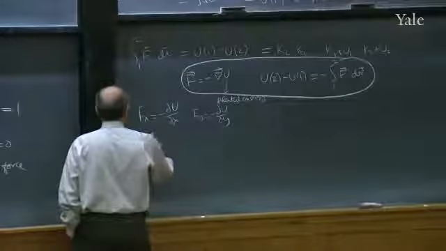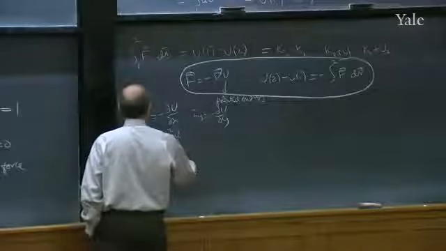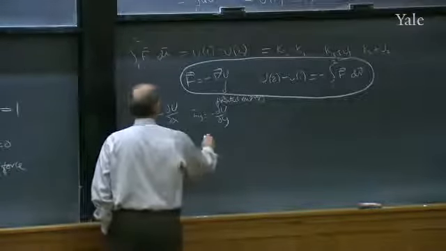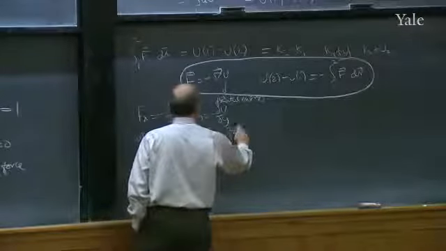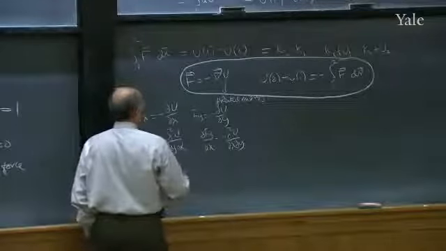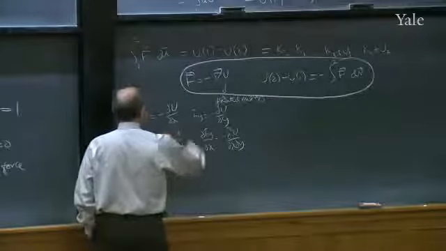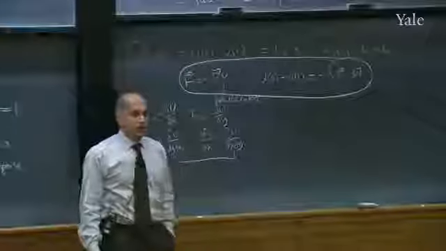Then consider dFx/dy, which is minus d2U/dy dx. Then consider dFy/dx, which is minus d2U/dx dy. And it's the property of partial derivatives that the second cross derivative is independent of whether you take dy dx or dx dy.